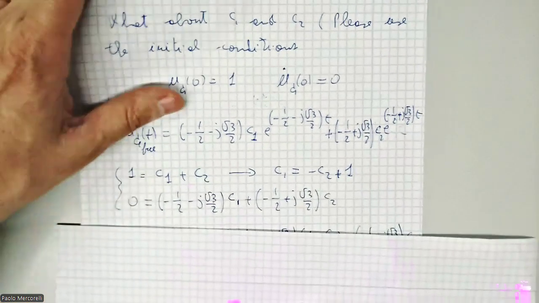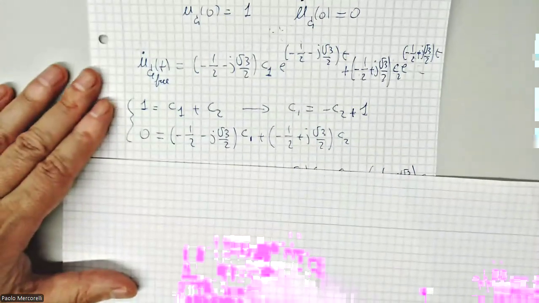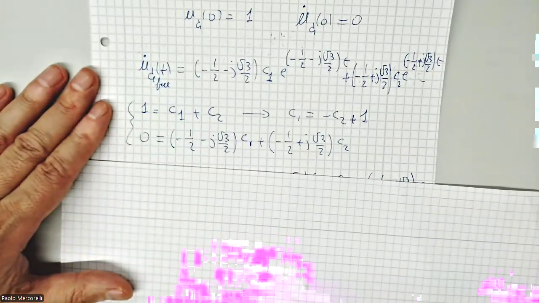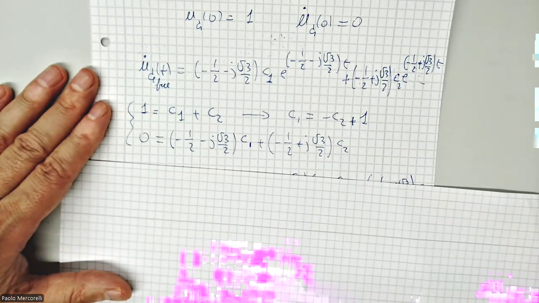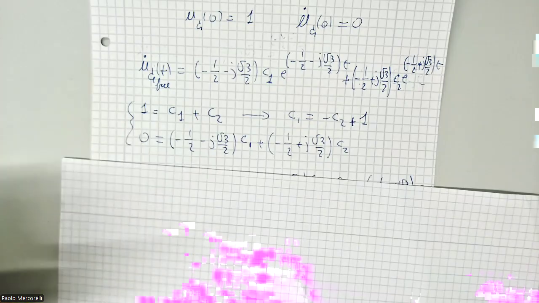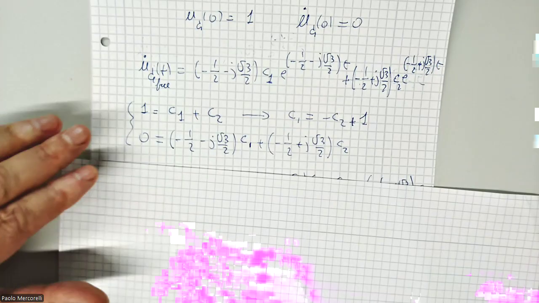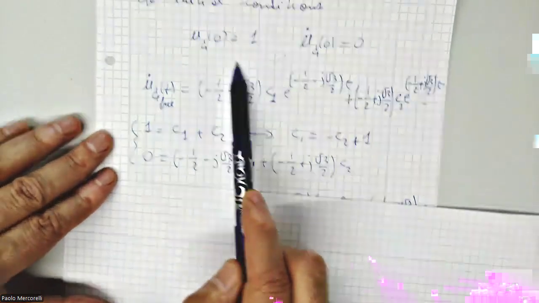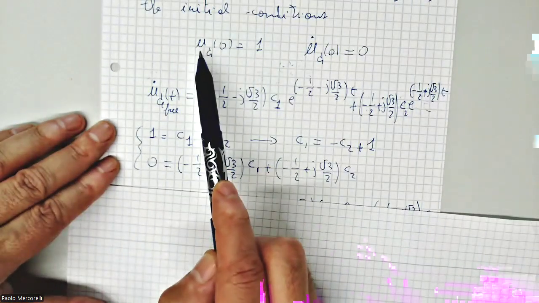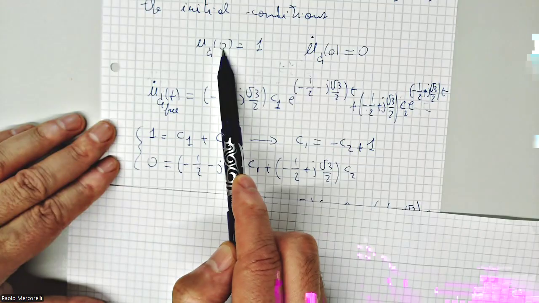Look, why now these two equations? The reason here is somehow easy. Why that? Because using this expression or this condition, we have the UC at time 0.